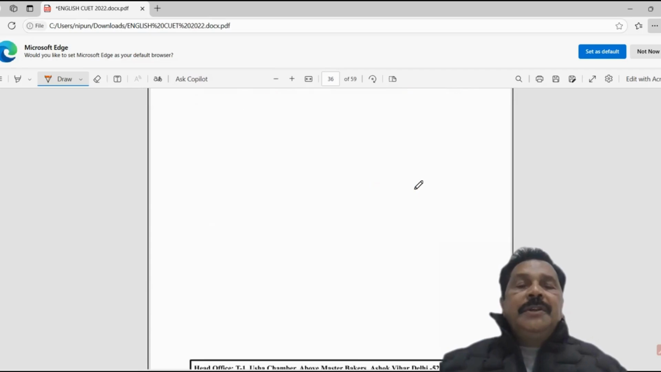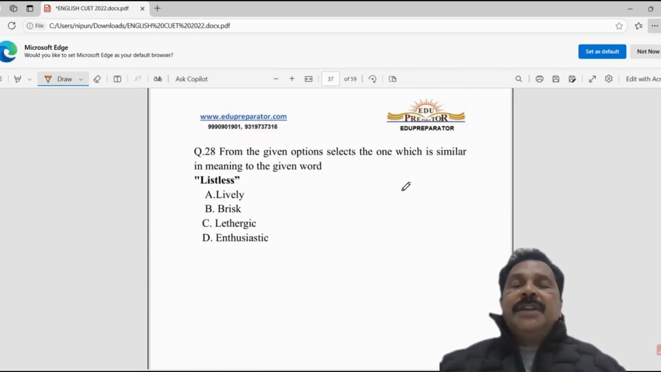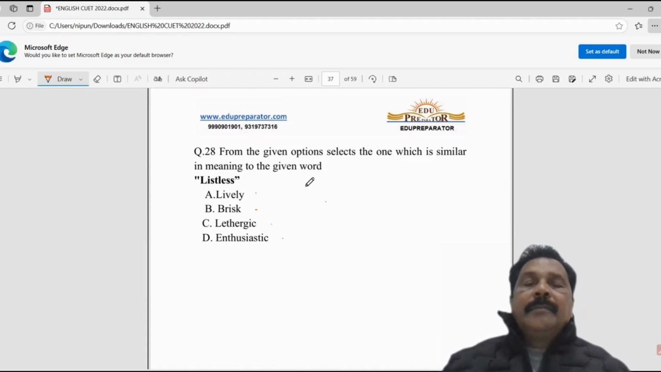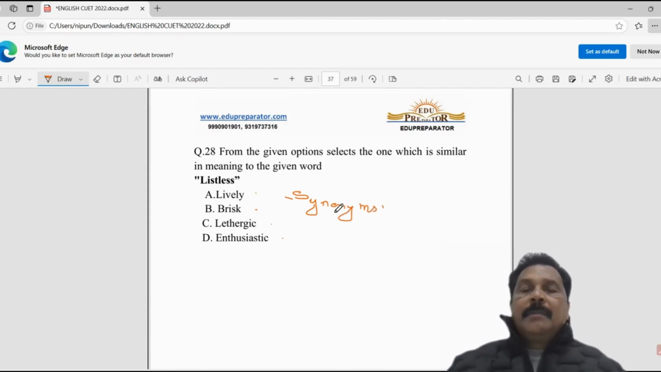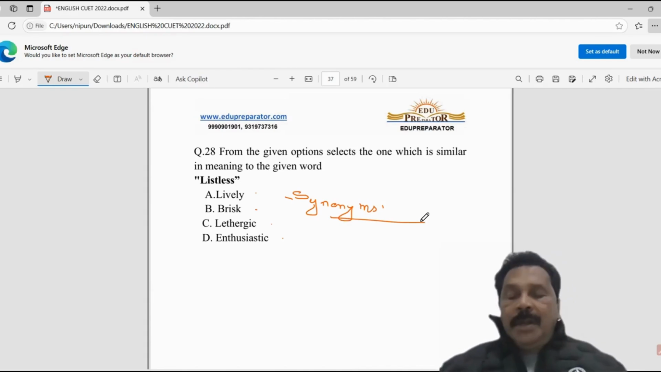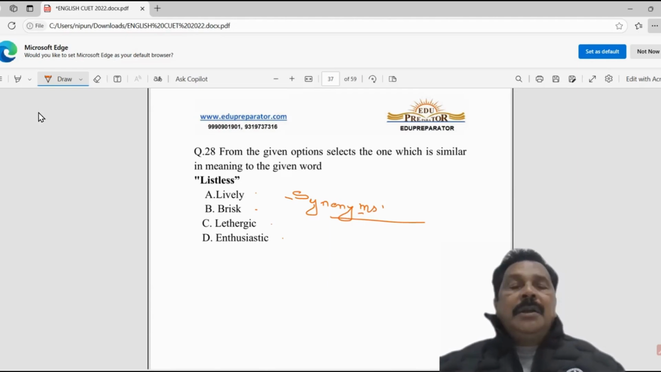It will take you to the next question. From the given option, select the one which is similar in meaning to the given word. One is lively. Lively means very active. Brisk means quick. Lethargic means lazy, lousy. Enthusiastic means energy. Here, similar in meaning, that is known as synonyms. Synonyms means similar, and the correct answer is C.